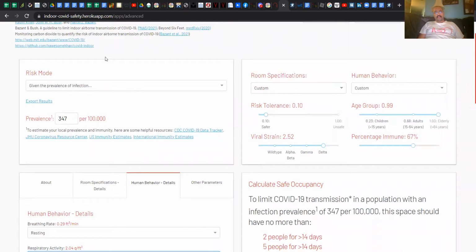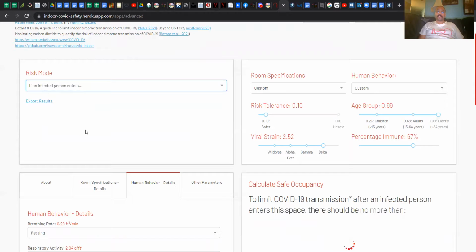What's the difference between the risk mode given the prevalence of infection versus if an infected person enters? This one tries to measure the chance, guess at the chance, that somebody who has COVID, whether they know it or not, comes in and worships with us. While this one just says it doesn't matter what the chance is. Assume that somebody in your space has COVID, whether they know it or not. Just assume that it happens, and this is how you can be safe. We have used this more cautious standard so far.